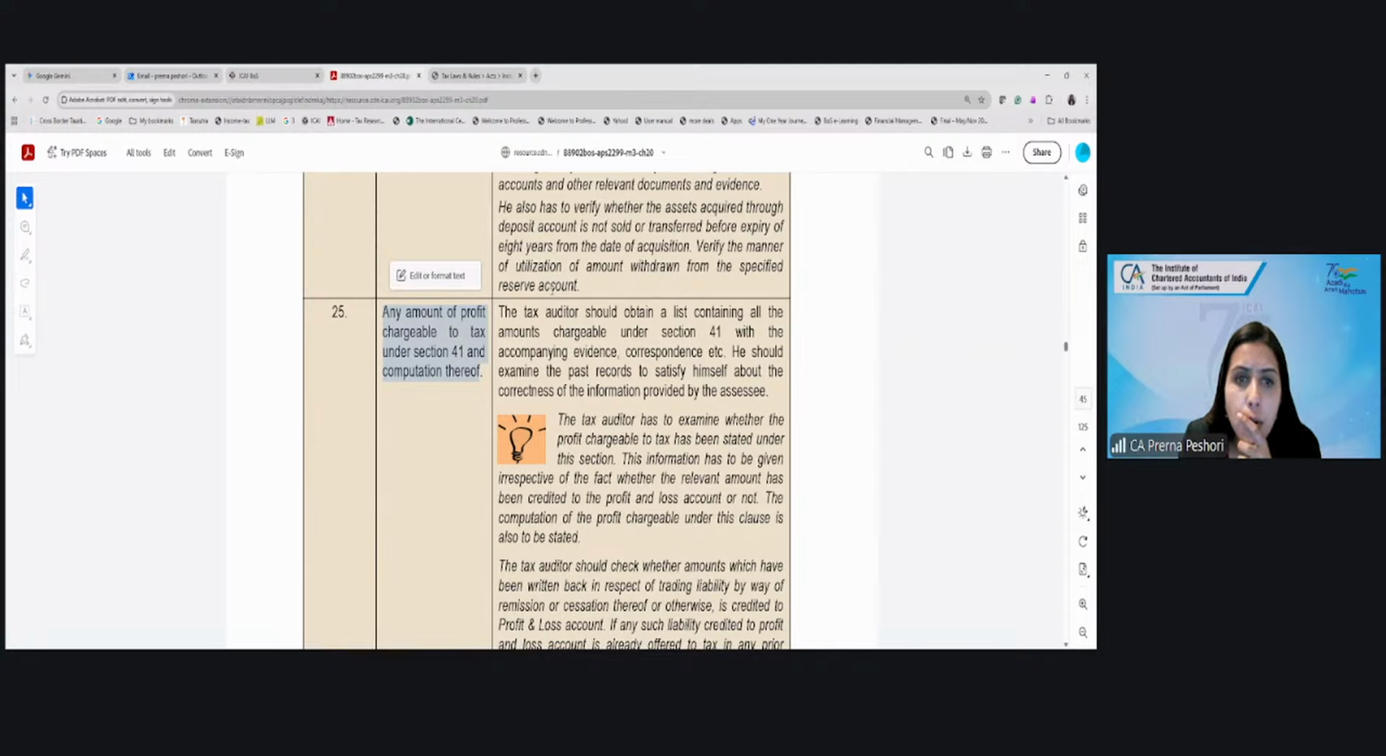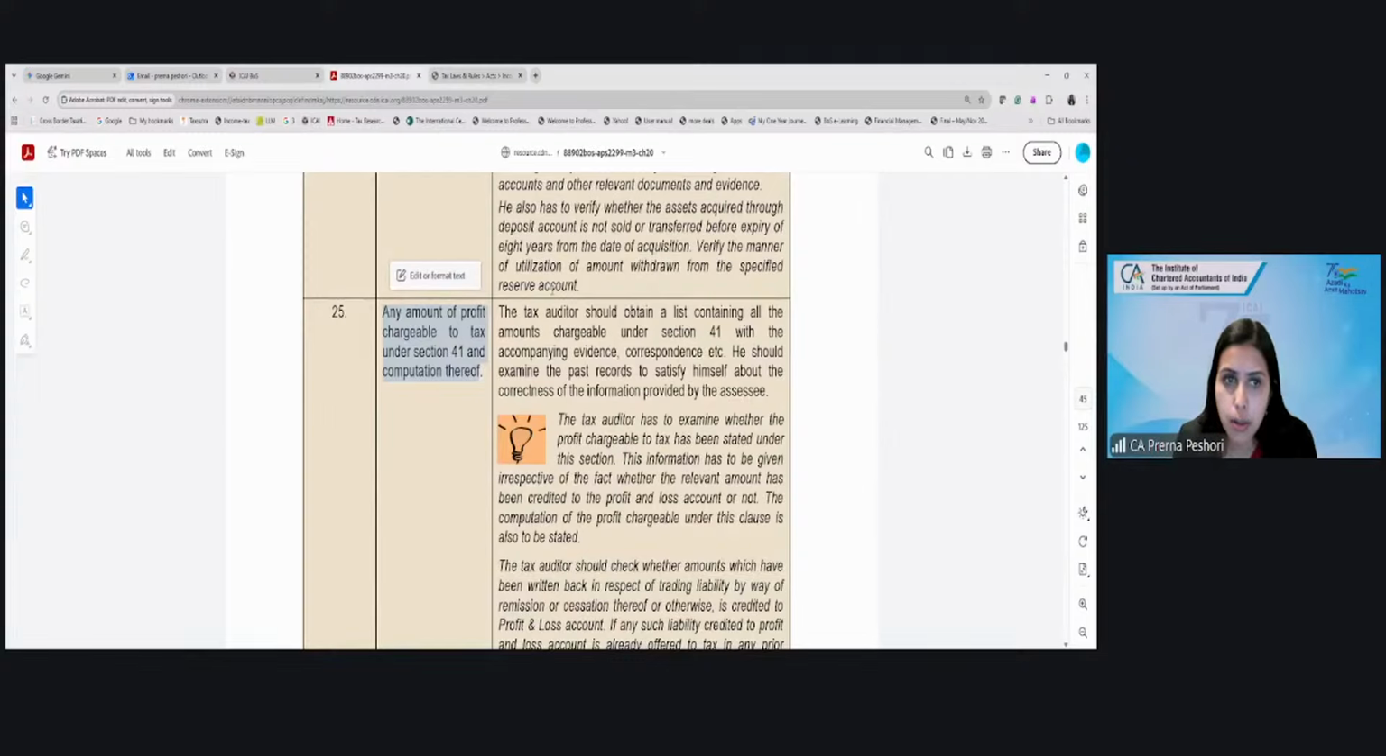Any expenditure allowed as deduction earlier but recovered? No. See, this is with respect to the not expenditure allowed earlier. So, here we are talking about any amount, any liability for which a deduction has been claimed and now in respect of which a waiver has been obtained. Remission or cessation of any trading liability.